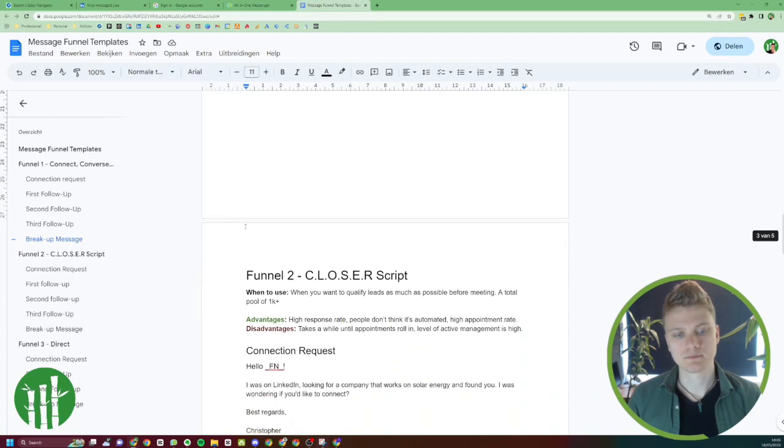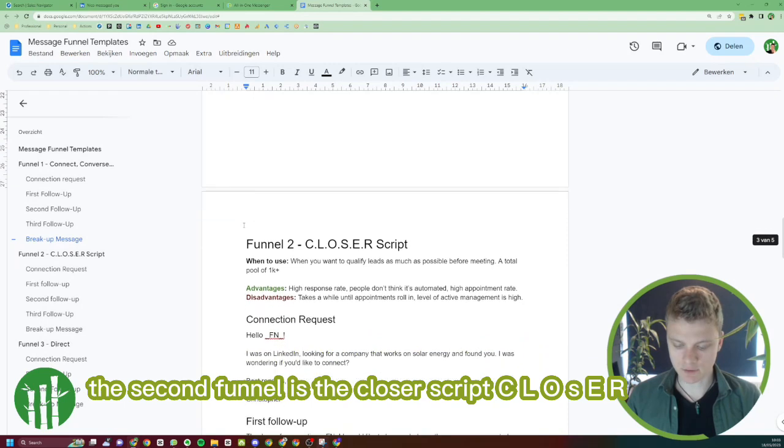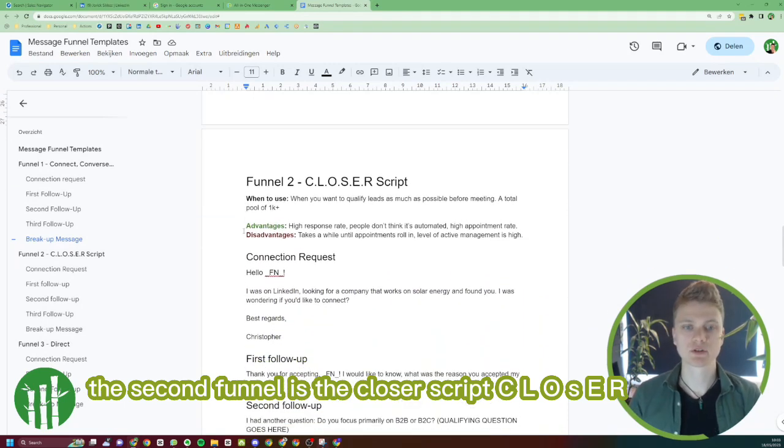Now, that was the first funnel. The second funnel is the closer script. Closer.